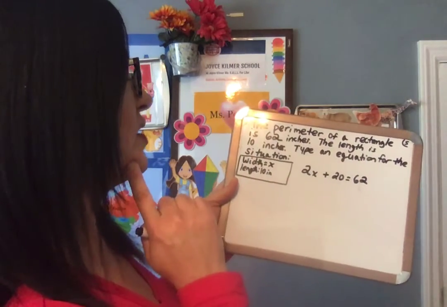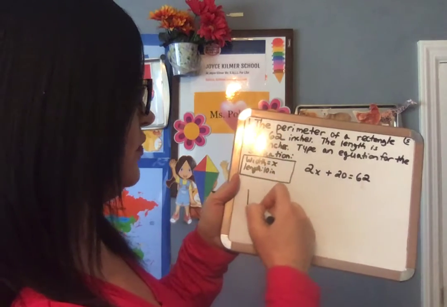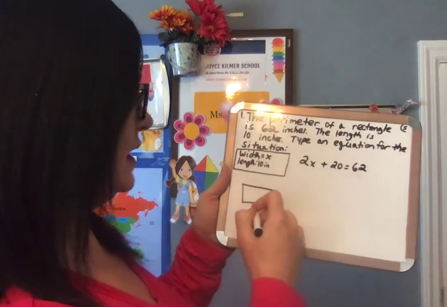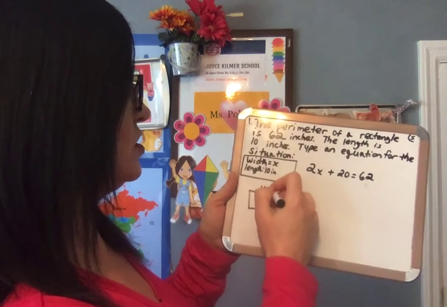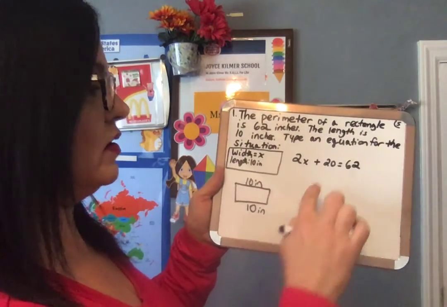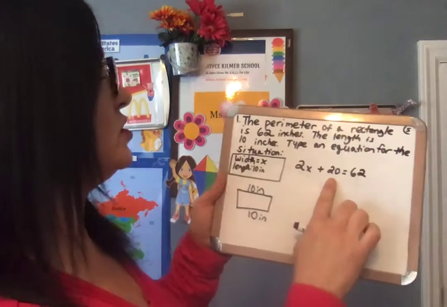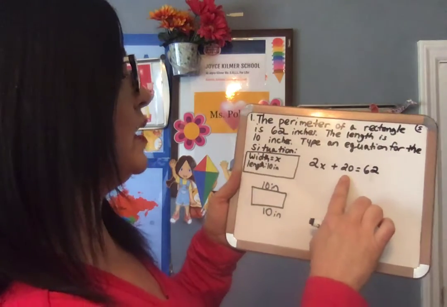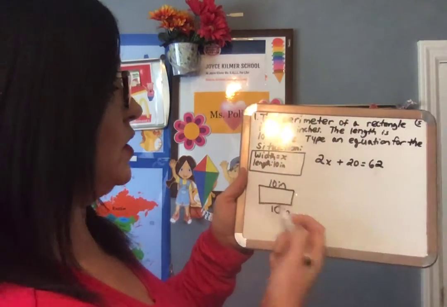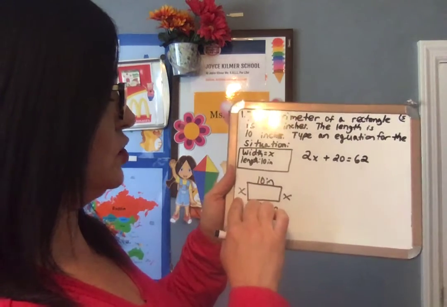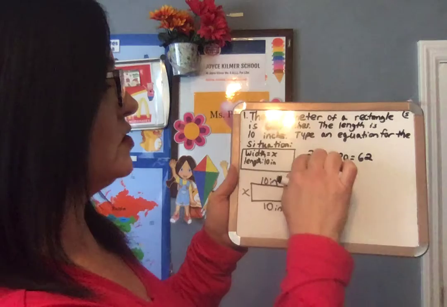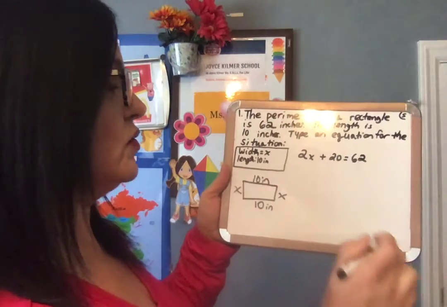The length is 10 inches. So if you have a rectangle and one side length is 10 inches, the other one is 10 inches, then we need to add them together. So we have 20 inches, okay? And we need to figure out what the width is. We don't know what the width is, so we'll call it x. Since we have 2 sides, 2 widths, we'll say 2x plus 20 equals 62.